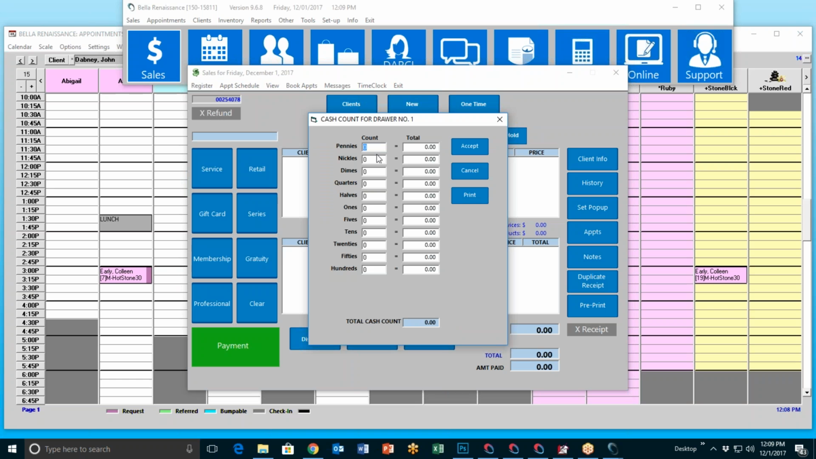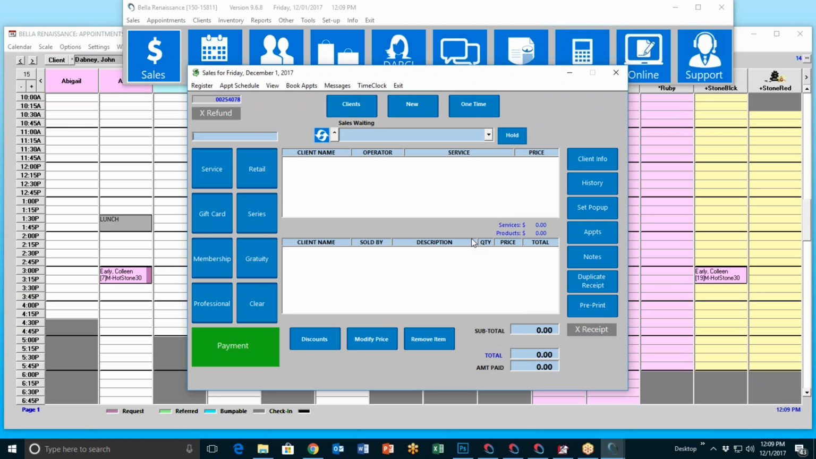And then they're able to put in the number of pennies they have in the drawer, the number of nickels, the number of dimes, all the way down to the number of hundreds. They just fill in the number on the left. It'll create the totals and leave them with a total cash count right here. And when you accept that, your drawer will now start with that number. Perfect. Whatever that is. So if they do a count in the morning and it's $57.80, then it will start with $57.80.